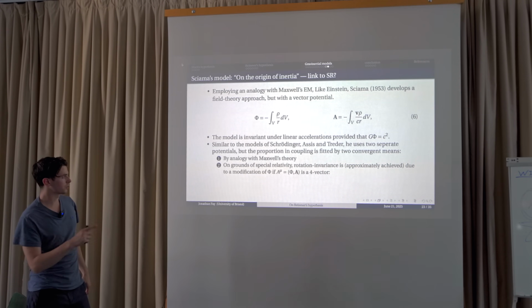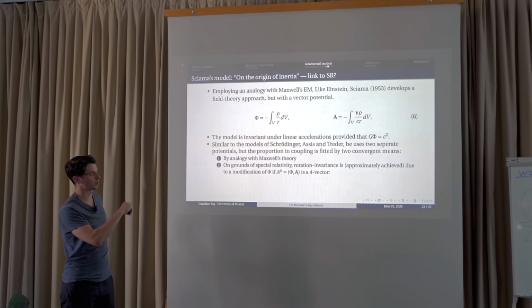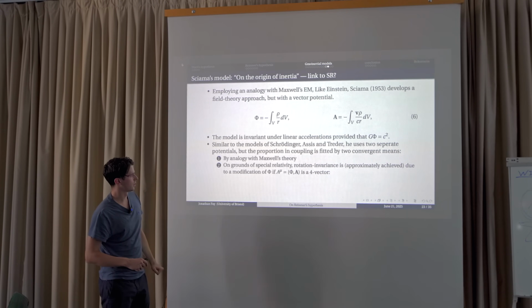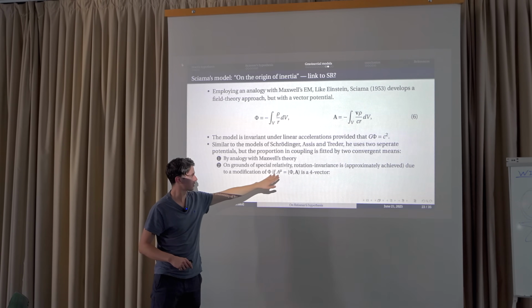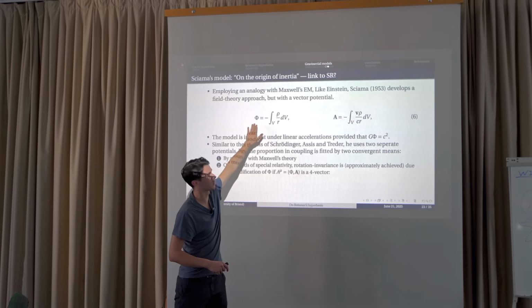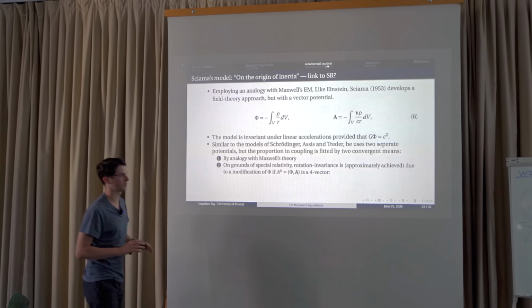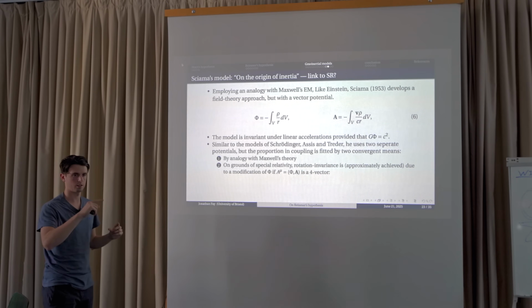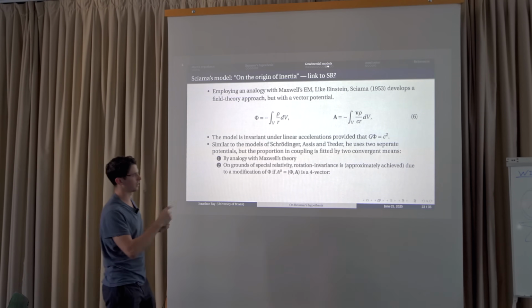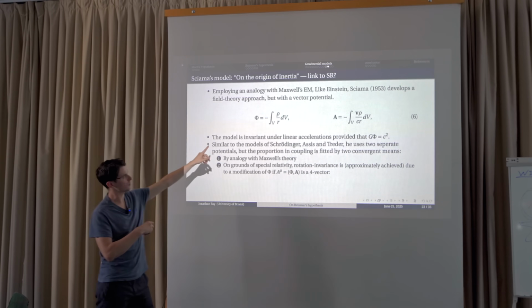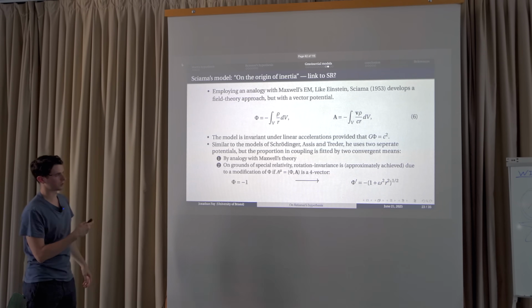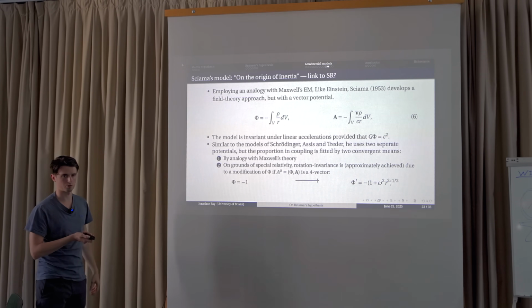But then secondly, on grounds of special relativity, rotation invariance is approximately achieved due to a modification of this field, as long as the 4-vector making up the potential is interpreted as a 4-vector. So if this is a special relativistic 4-vector, that enables this modification of the scalar part when you have a rotating frame, which looks like this. And this is a result from special relativity.